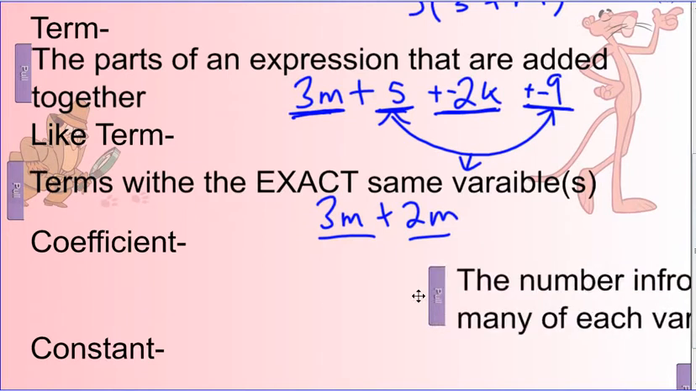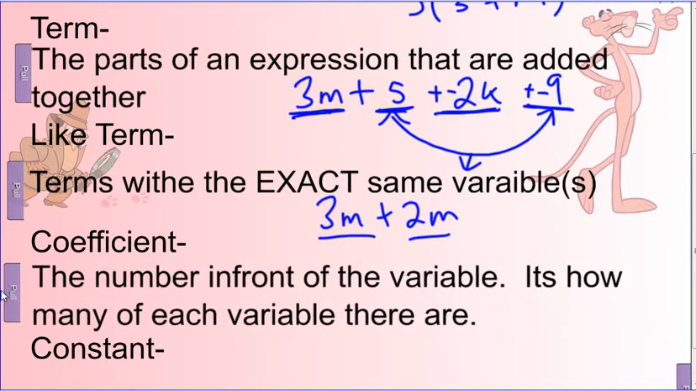Moving on. Coefficients. A coefficient is the number in front of the variable. It's how many of each variable there are.